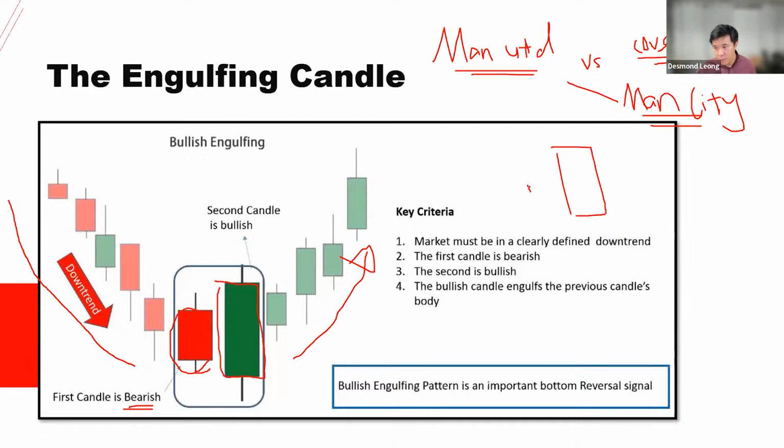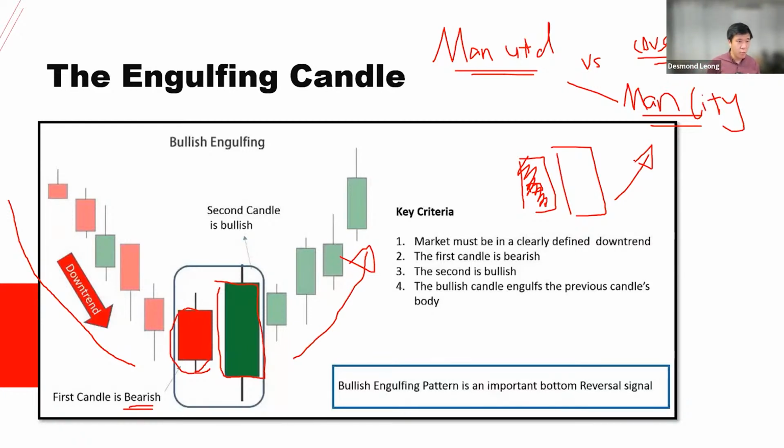If your opponent was a small little candle, like Coventry, people are like, yeah, so what? You did engulf him, you did win, but the previous candle is just a tiny candle. But if your previous candle was a big candle, like Manchester City or Barcelona, fairly big, and you won it, then people will be like, oh wow, you really won a very big match, right? Then your engulfing candle has a higher chance of a successful reversal.